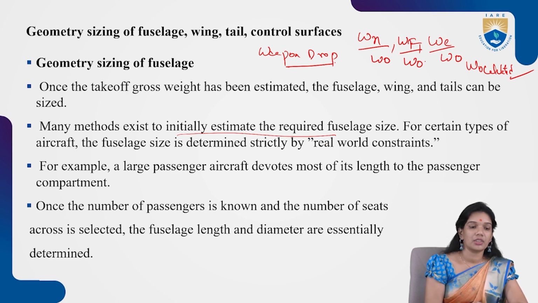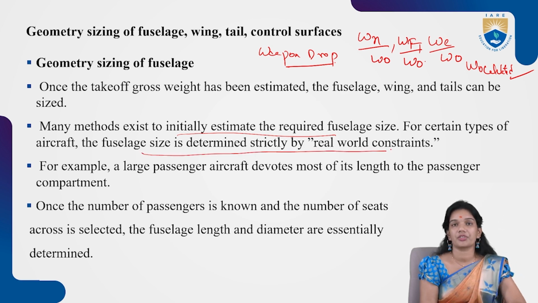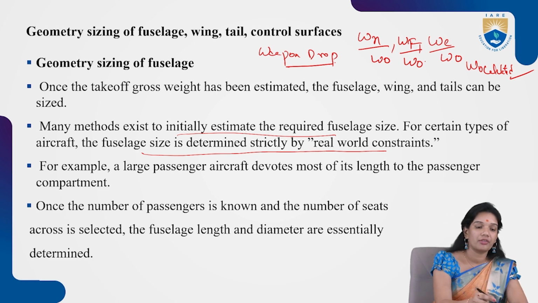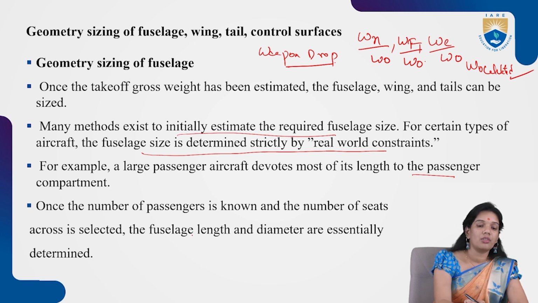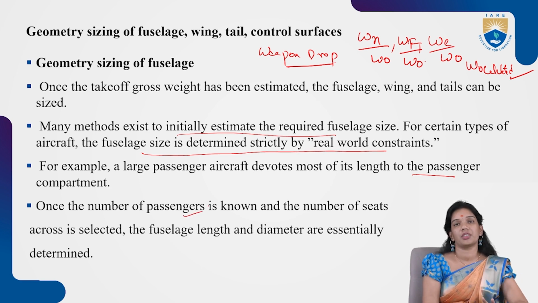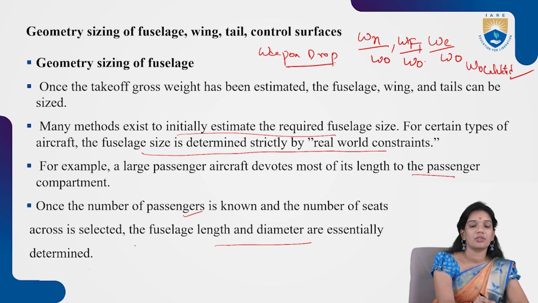But when you are talking about certain types of aircraft, the fuselage is going to be driven strictly by real-world constraints. So when we talk about a commercial aircraft, the fuselage is going to take the major portion of it, and the major area is going to be covered by the passenger compartment. When you know how many passengers are going to be accommodated, or the number of seats, that is how your fuselage length and diameter are going to be determined, right?